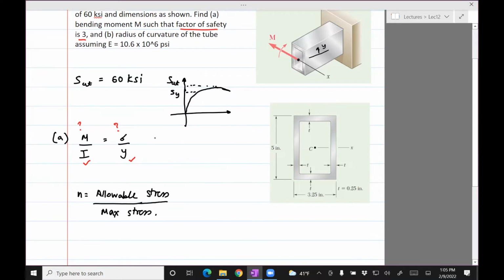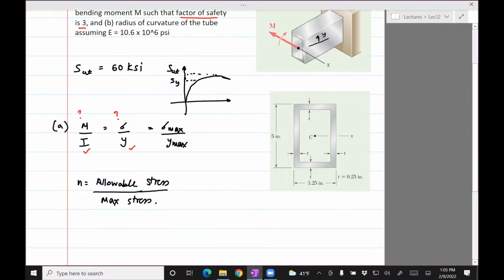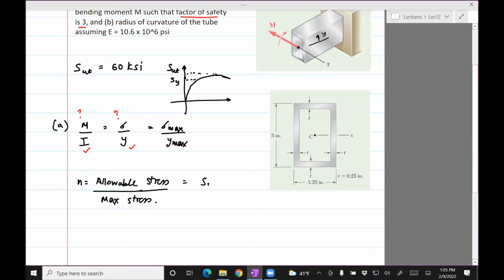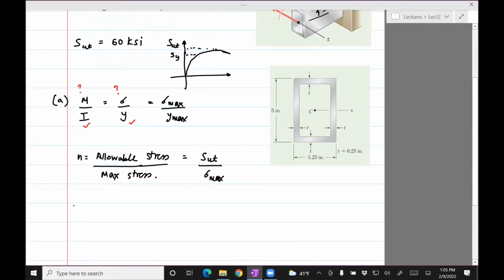So this would be sigma max, y max, since we are now accounting for the maximum stress in order to find the maximum moment. So the allowable stress will use ultimate strength. Max stress is sigma max, and so we can solve for sigma max. 60 divided by 3 is 20 KSI.